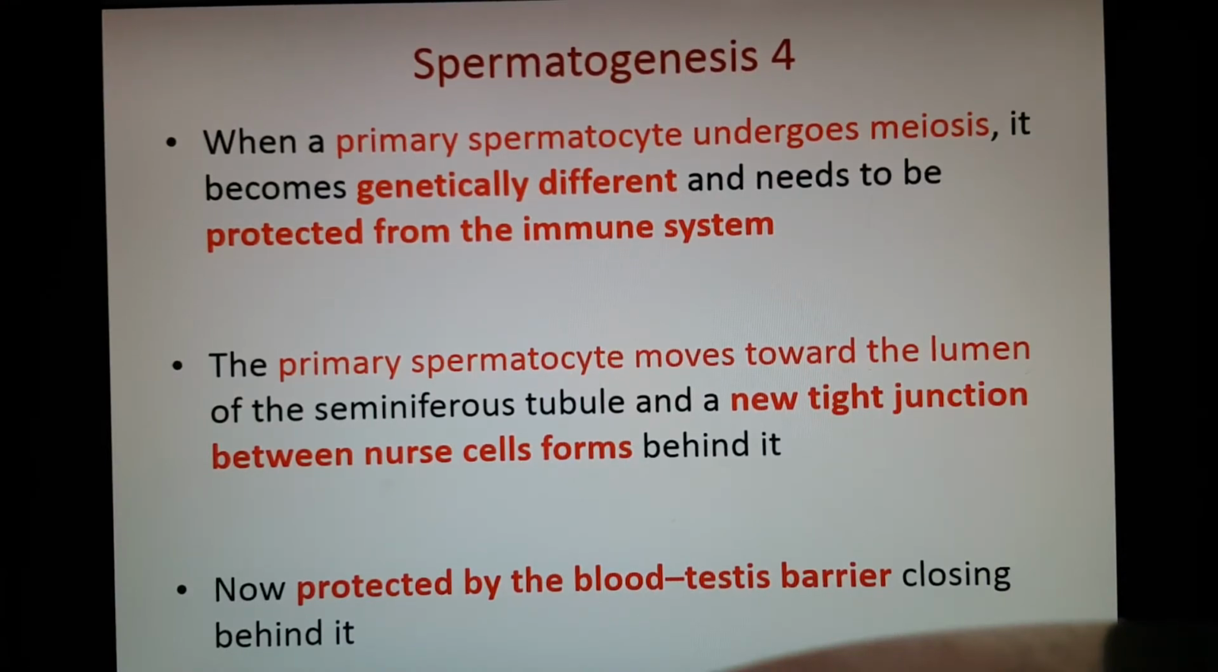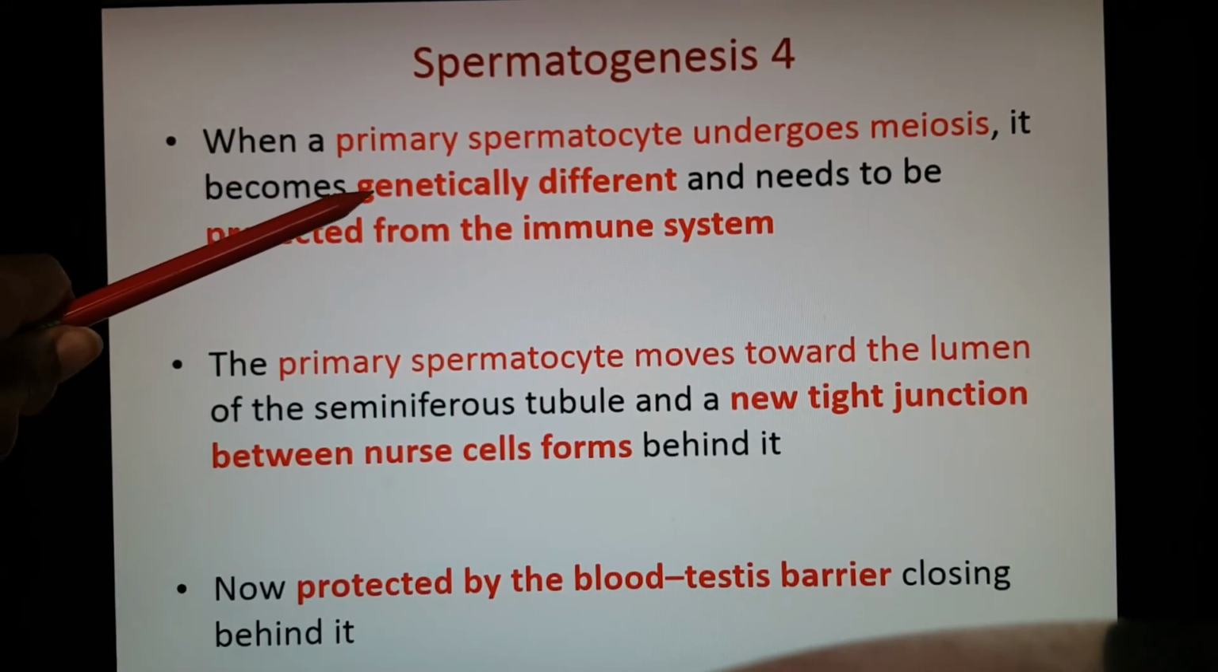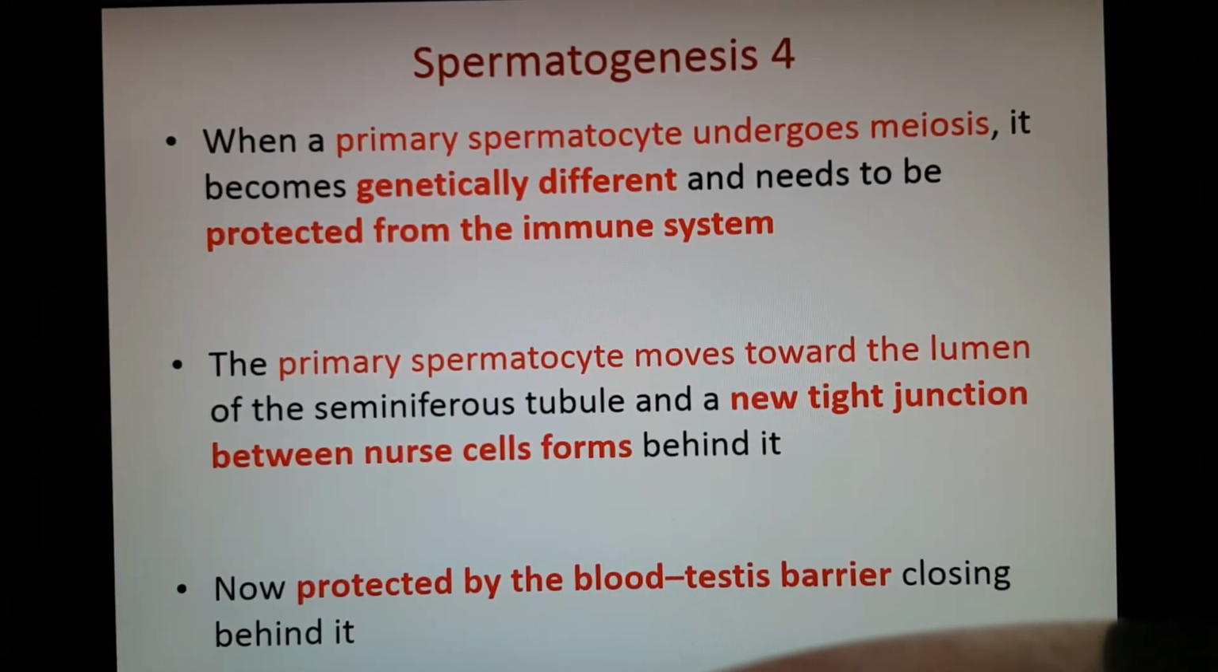So after we've gone through the two stages of meiosis, we have our primary spermatocyte, which is now genetically different because it has half the DNA as a normal cell. So it must be protected from the immune system. So as that cell moves toward that open lumen of the seminiferous tubules, new tight junctions form between the nurse cells behind it to protect it from the immune system. So again, now protected by the blood-testes barrier made by those tight junctions between the nurse cells.